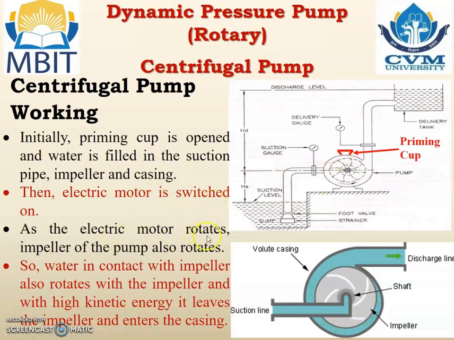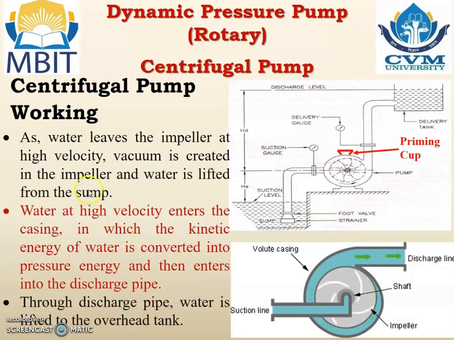As the electric motor rotates, impeller of the pump also rotates. So water in contact with the impeller also rotates with the impeller, and with the high kinetic energy, it leaves the impeller and enters the casing. As the water leaves the impeller at high velocity, vacuum is created in the impeller and then water is lifted from the sump.